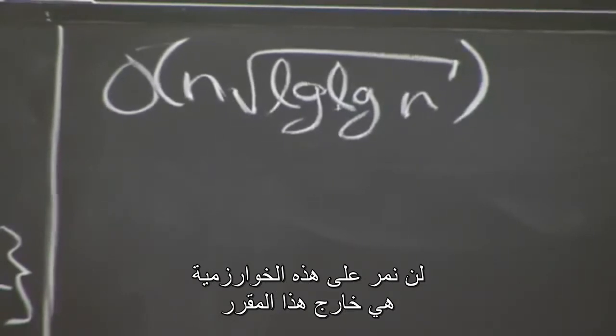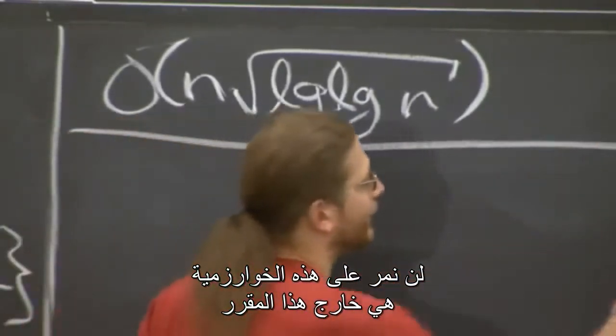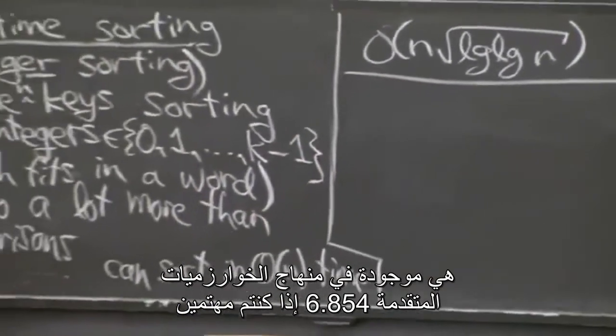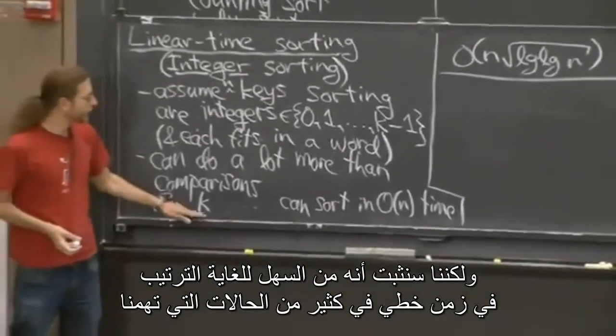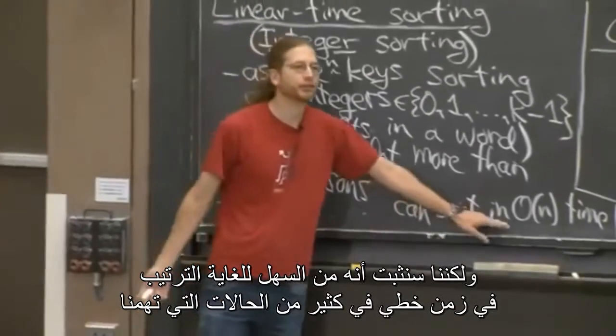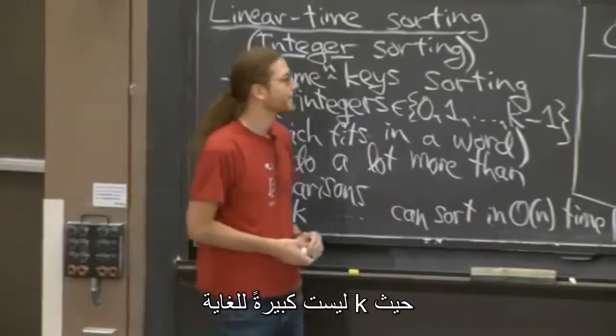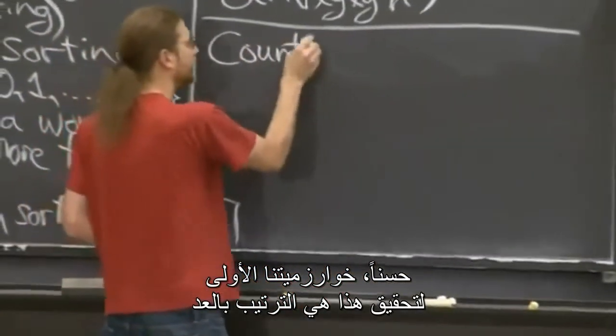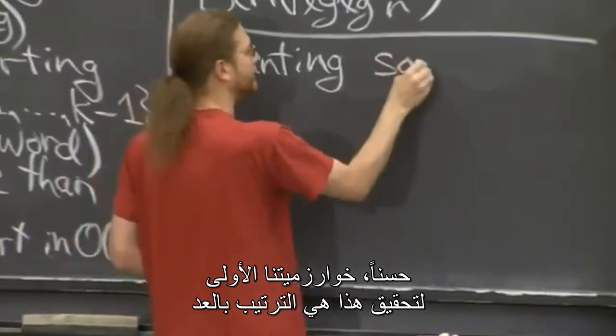We're not going to cover this algorithm. That's a little beyond us. It's in advanced algorithms, 6.854, if you're interested. But we're going to show that for a lot of cases of interest, when k is not ginormous, it's really easy to sort in linear time. All right. And our first algorithm to achieve this is counting sort.